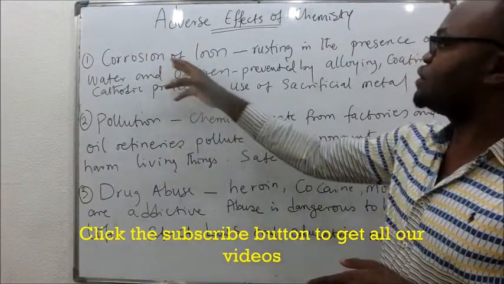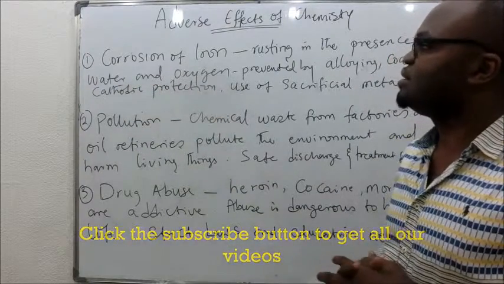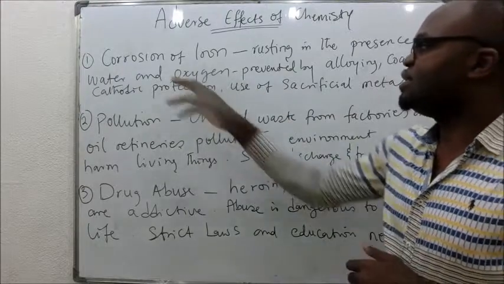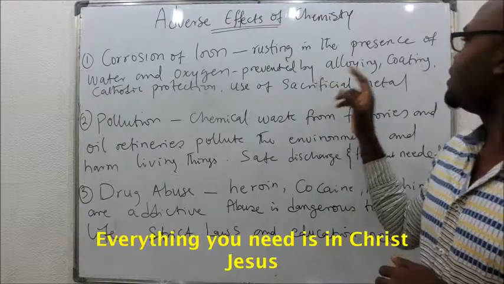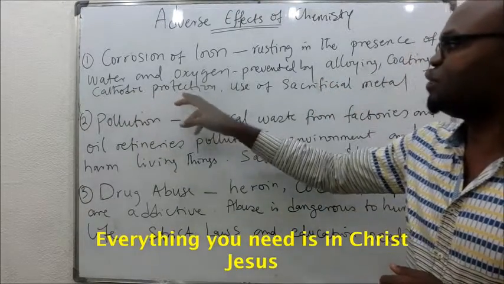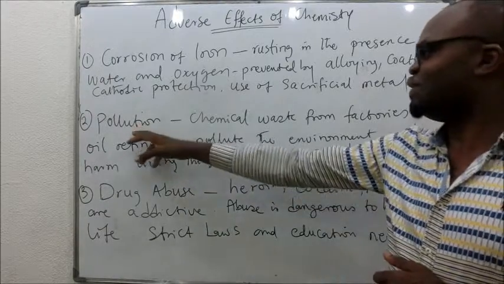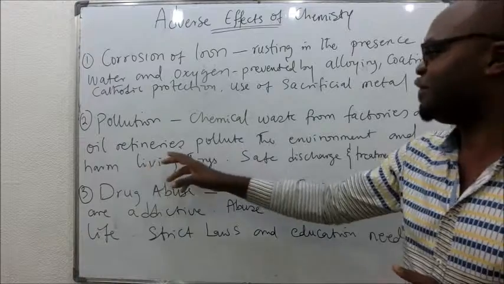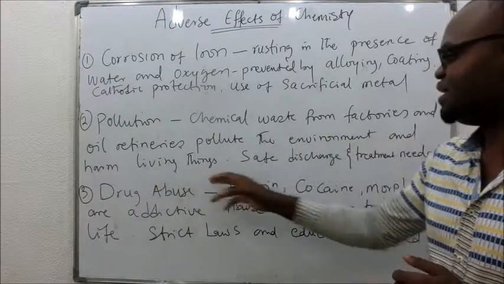So, among the adverse effects of chemistry are corrosion of iron, which is rusting in the presence of water and oxygen. For rusting to take place, there has to be water and oxygen. And this corrosion of iron can be prevented by alloying, coating, cathodic protection, and use of sacrificial metal. Then pollution, which is caused by chemical waste from factories and oil refineries. They actually pollute the environment and harm living things.